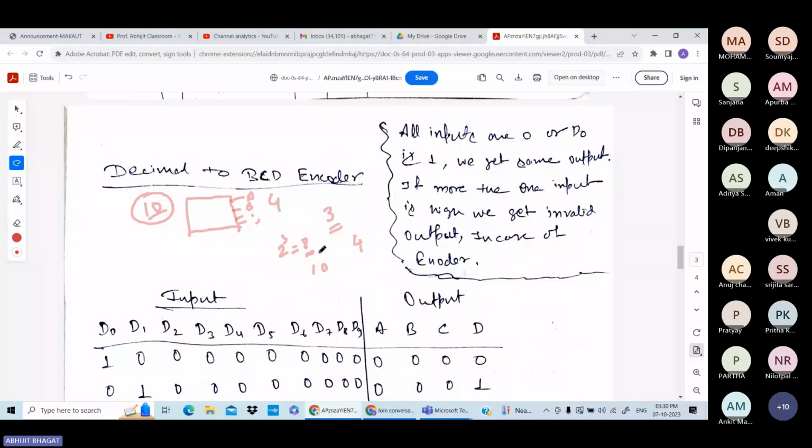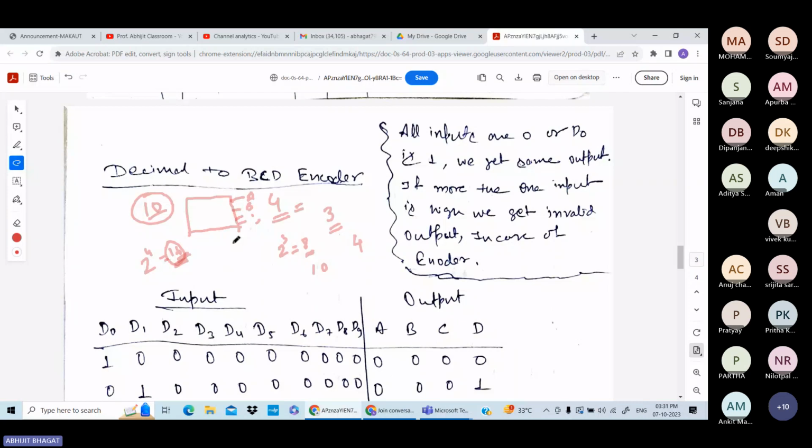If it is 4, then your input will be 2 to the power 4, which means 16. So your input lines will be maximum 16 or less than 16. So by using 4 output lines, your input should be maximum 16 or less. So in case of decimal to BCD encoder, the input is 10 and output is 4.